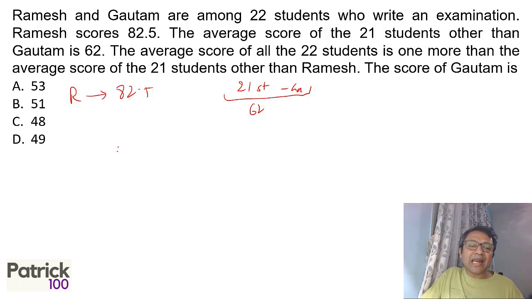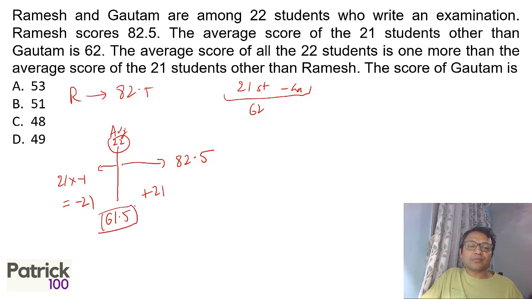I have a concept which says around the average the total is 0. So whatever is the average, around it the total is 0. So if we exclude Ramesh, the remaining 21 students are 1 less than the average of all 22. So if you exclude Ramesh, the 21 students are -1 as compared to the average, which means they are -21. Which means Ramesh is +21 as compared to average. If these students are -21, Ramesh is +21 as compared to average. Ramesh is 82.5. So average has to be 82.5 minus 21, 61.5 is the average.